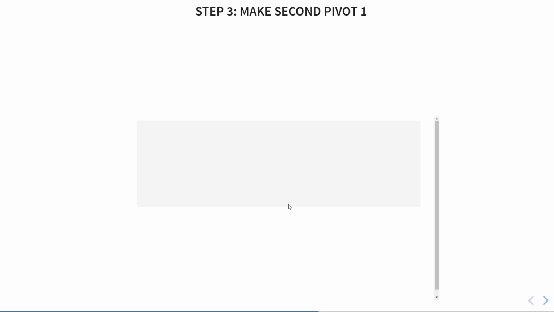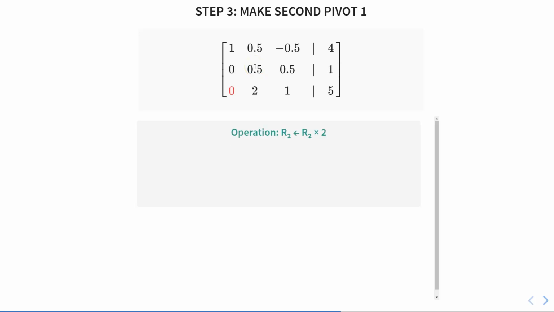After that, I'll make the second element of the second row a pivot element. For that, I will make that element 1. So what I have to do is that operation: R2 will be R2 into 2. So the new R2 will be R2 into 2.